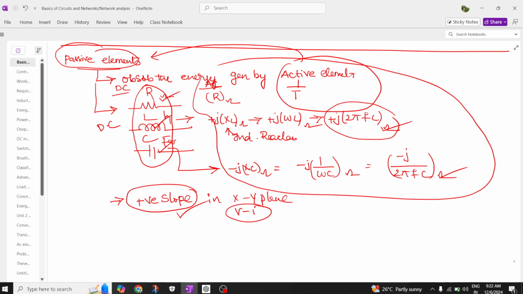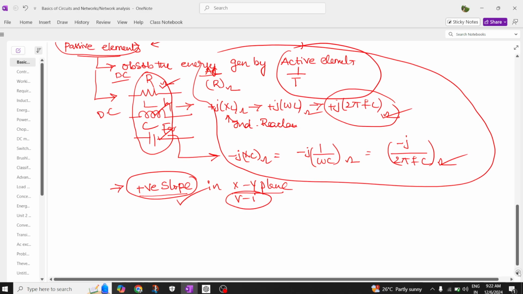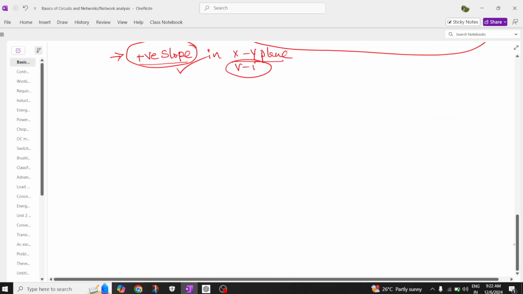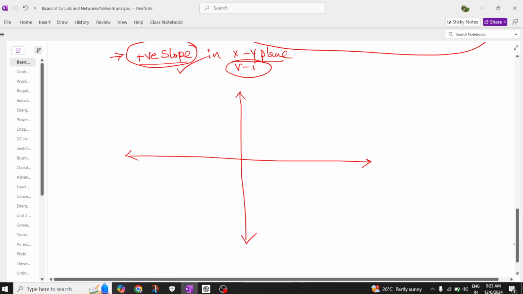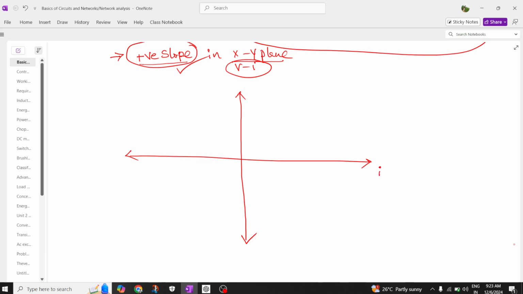Now, the concept I told: active elements have negative slope, passive elements positive slope in the xy plane. What is this xy plane, this voltage and current plane? In order to understand in detail, let us draw a plane. These questions are important in competitive exams like GATE, PSUs and others. They will directly show a plane and ask which quadrant active elements are in and which quadrant passive elements are in. I'm going to consider the x-axis as current and the y-axis as voltage.